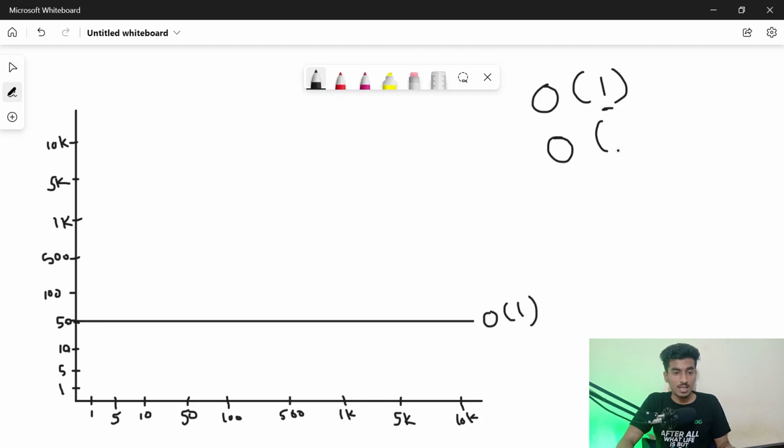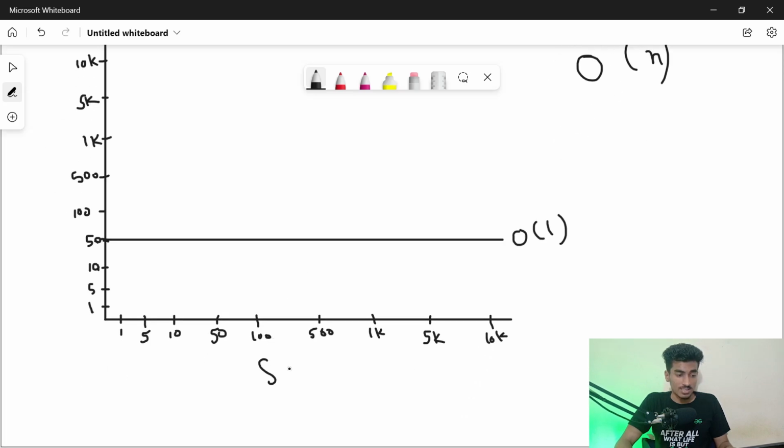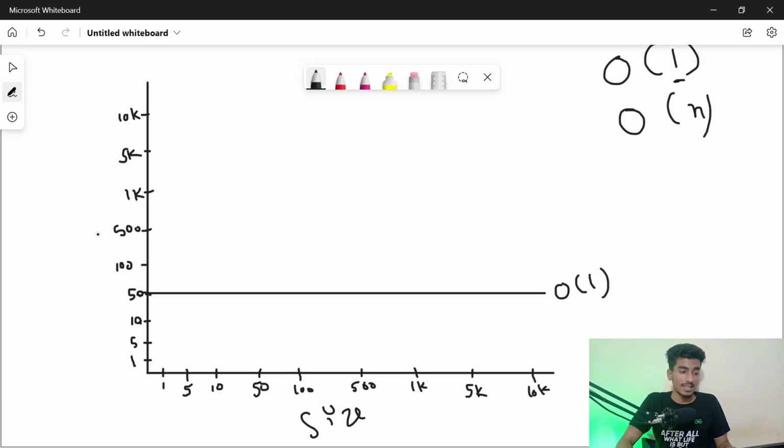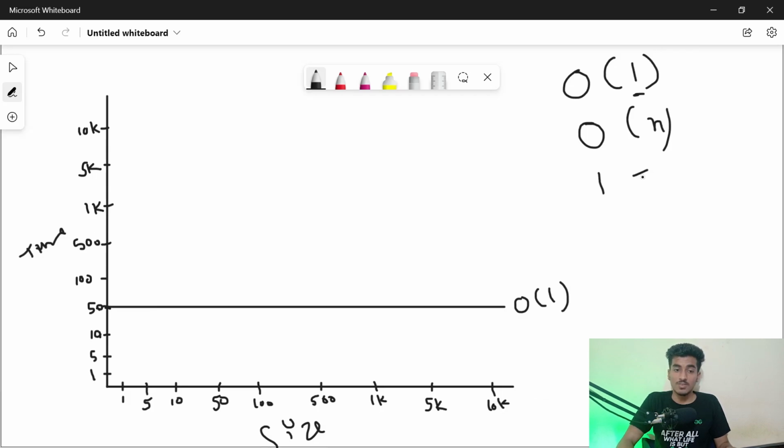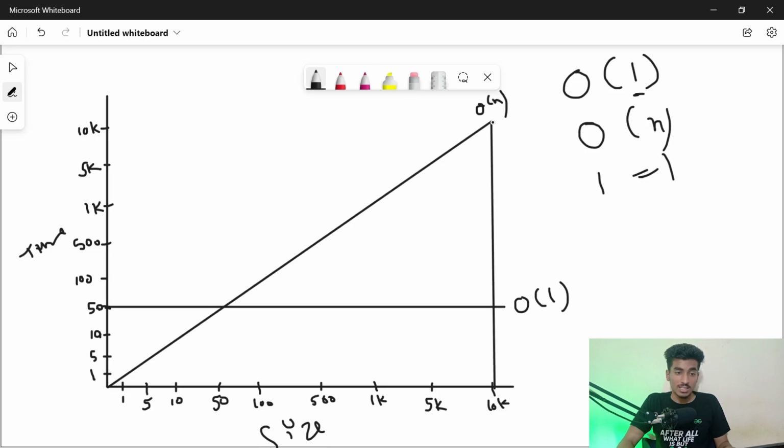After that, we will see how O of n looks like. So how can we draw O of n? This is our size, that is the length of our input, and that is our time. So O of n means if our length is 1, then we will take 1 second. And if our length is 5, then we will take 5 seconds. If n is 10,000, then we will take 10,000 times to run this algorithm. You can just remember it like this. So O of n is a linear time complexity.